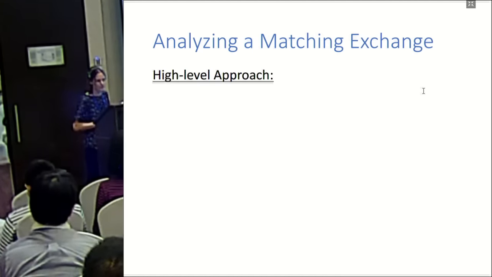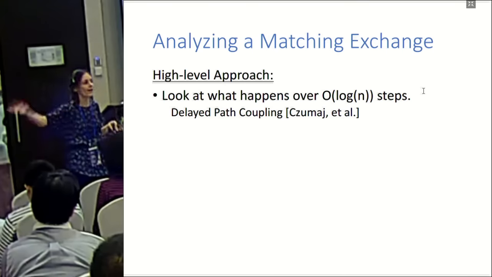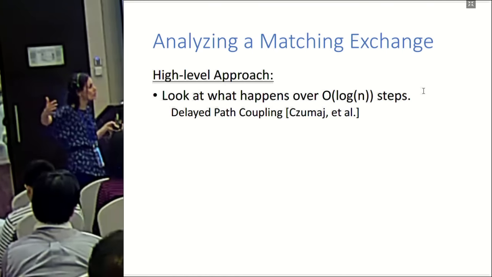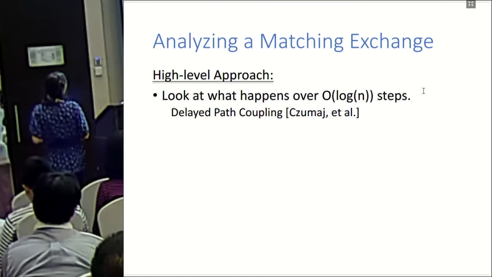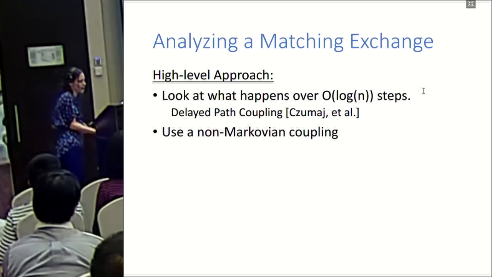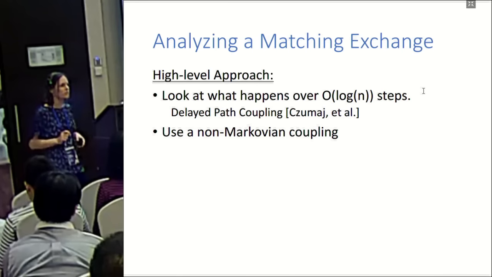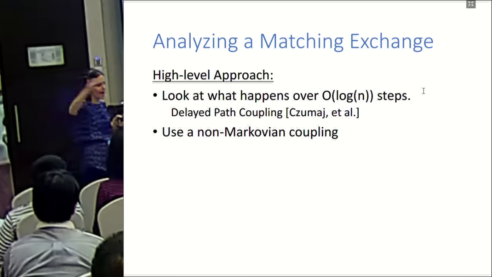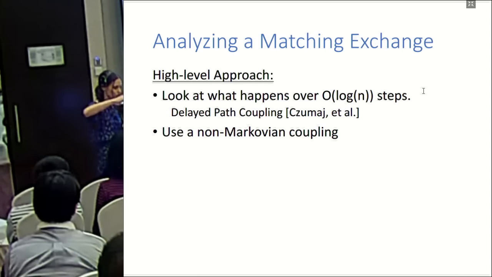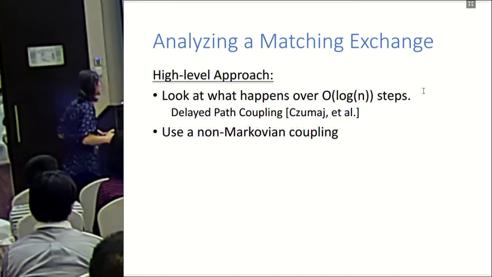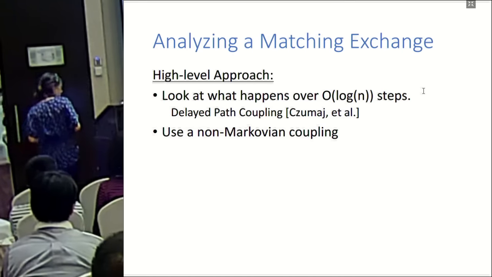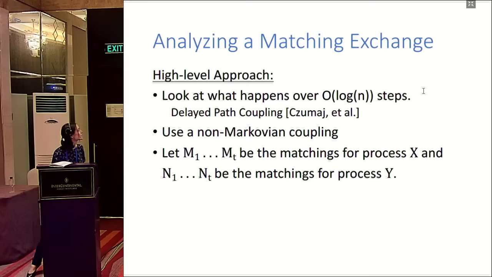Instead of looking at what happens to this process over a single step, they look at what happens over log n steps. So they look at it over a longer period of time using a technique that's called delayed path coupling. In addition, they're going to use what's called a non-Markovian coupling. So they're going to use some information about what happens in the later steps to choose some of these matchings for the two processes. I'm going to do this fairly quickly, and give you a high-level idea of how this works.